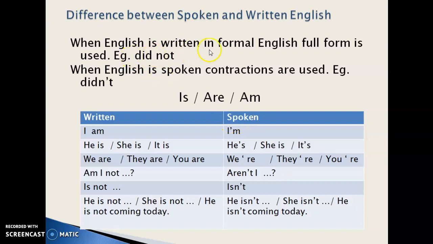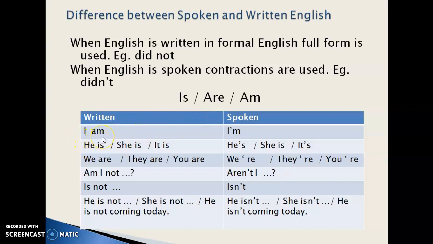When English is written in formal English, the full form is used. That is, he is. The full form of is used. When English is spoken, contractions are used. That means the o has been removed from did not, and it becomes didn't. Let us see the examples that we have today with is, are, and am only.